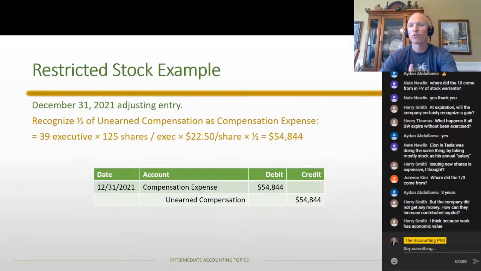Basically now those shares have fully vested. The executives can do whatever they want with them, and it doesn't affect us at all. They're their shares. They're owners now. They can do what they want. They're just like any other shareholder at this point in time.